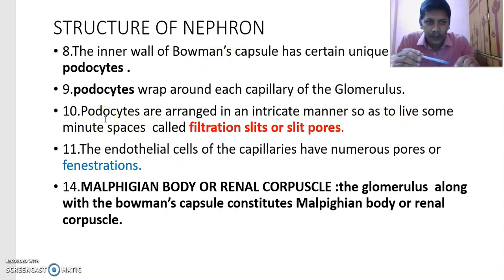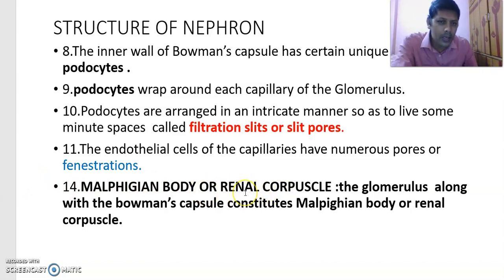For example, in between these fingers. These fingers are the projections from the podocyte. My palm is the entire cell, the podocyte. It has finger-like projections, and they leave some pores between the fingers. These pores are called filtration slits or slit pores. The endothelial cells of the capillaries have numerous pores called fenestrations.